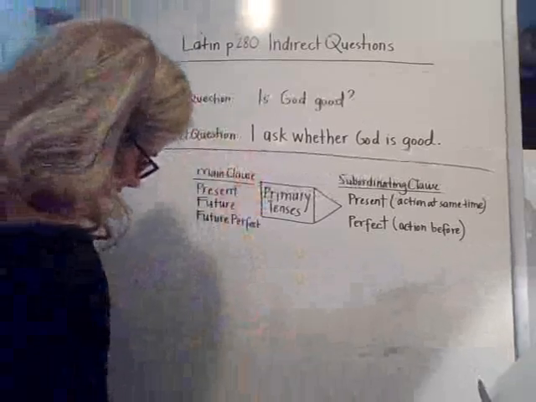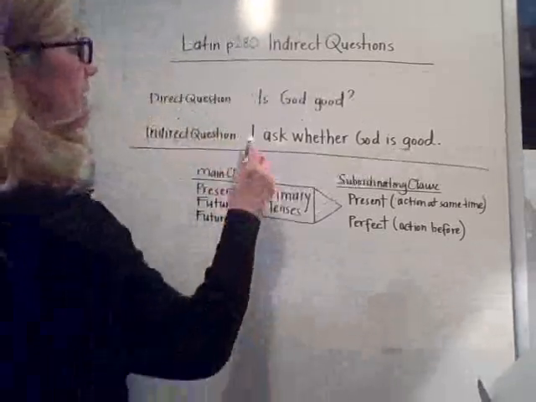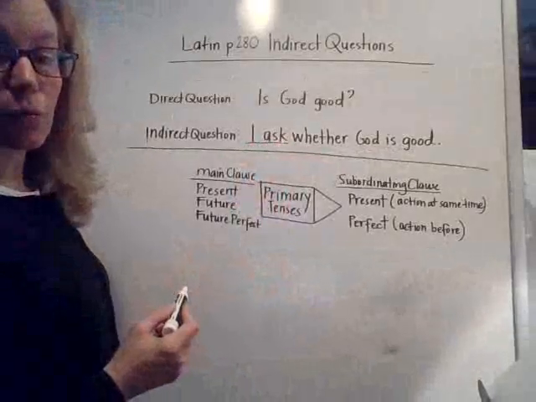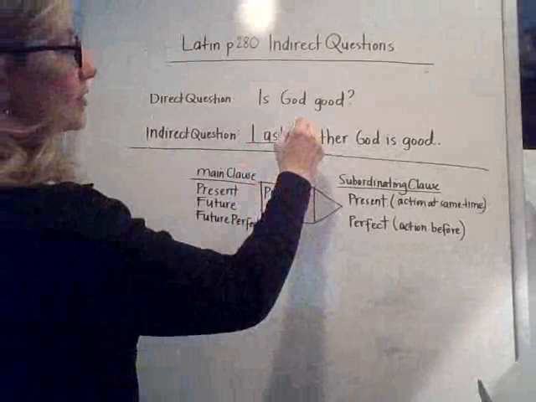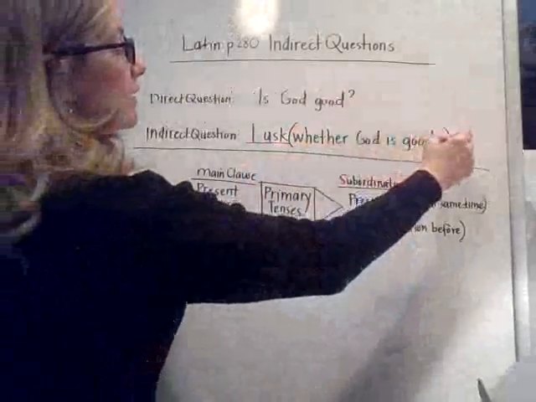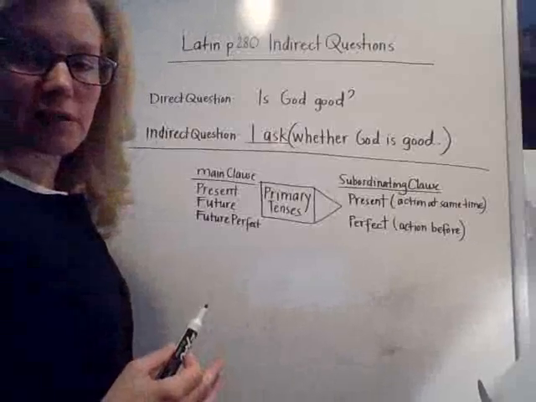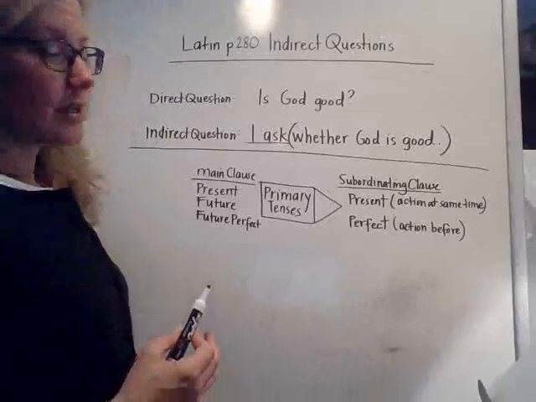Okay, so another thing that you need to know about indirect questions, well, first of all, the main clause is, I ask, and then I ask what? Whether God is good. So this is a subordinating clause. It's a noun clause, and the whole thing is being used as a direct object.